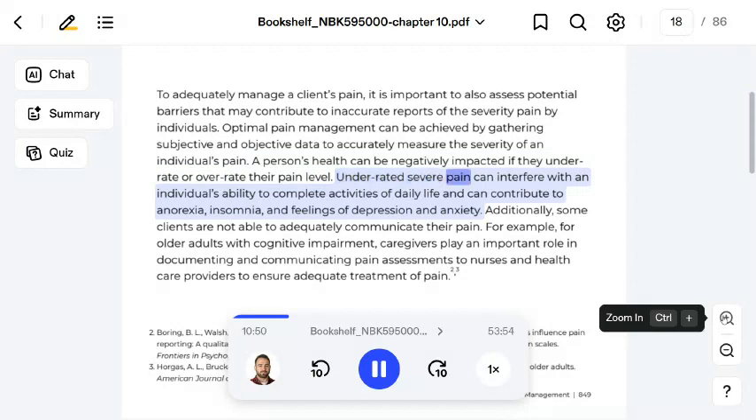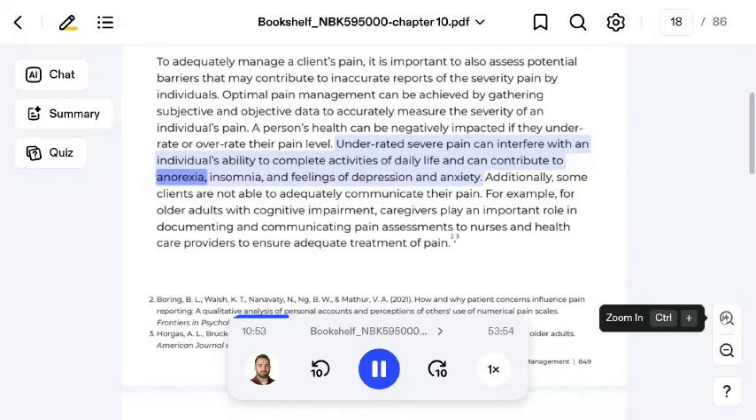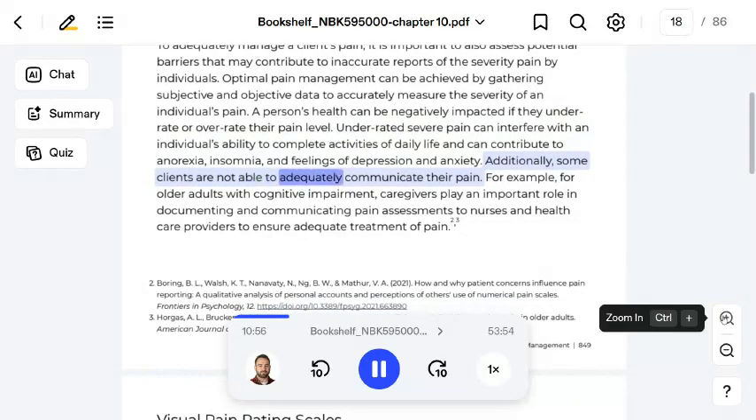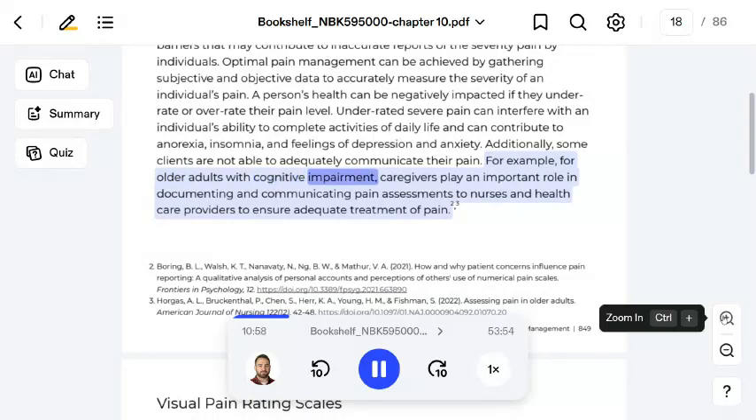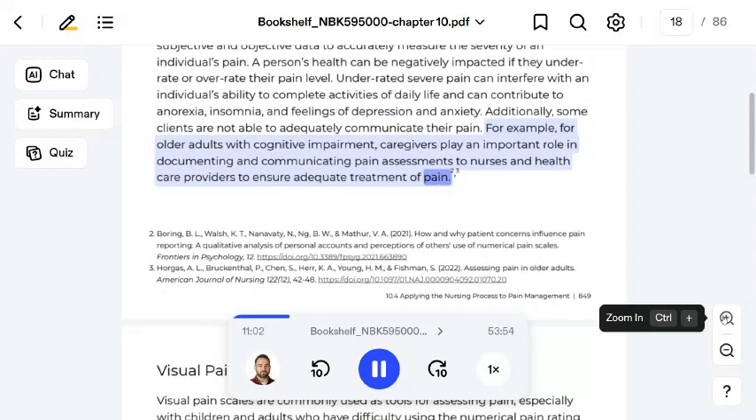Underrated severe pain can interfere with an individual's ability to complete activities of daily life and can contribute to anorexia, insomnia, and feelings of depression and anxiety. Additionally, some clients are not able to adequately communicate their pain. For example, for older adults with cognitive impairment, caregivers play an important role in documenting and communicating pain assessments to nurses and healthcare providers to ensure adequate treatment of pain.